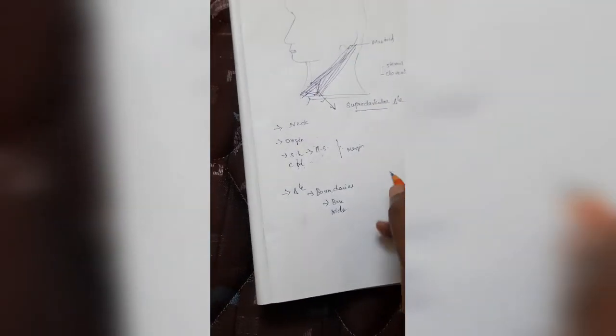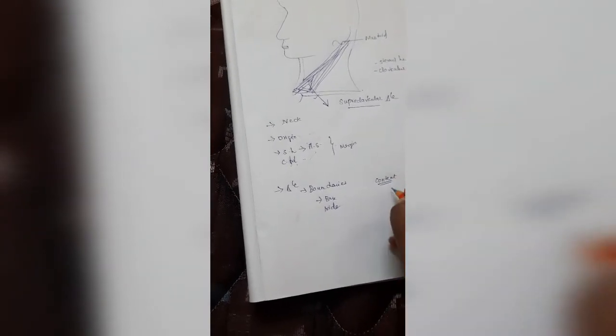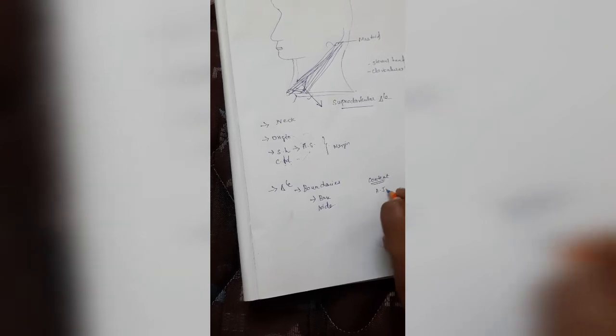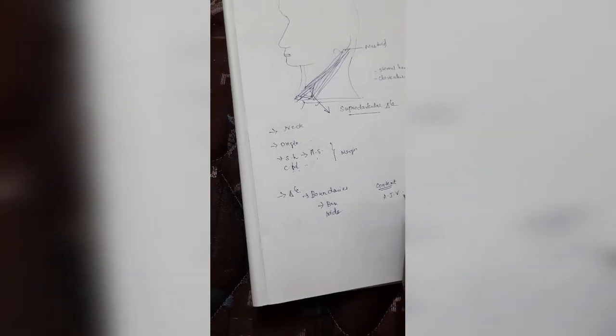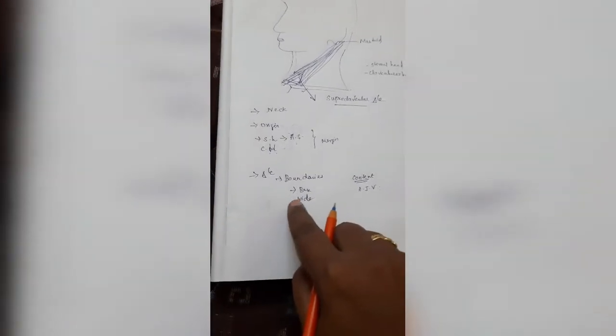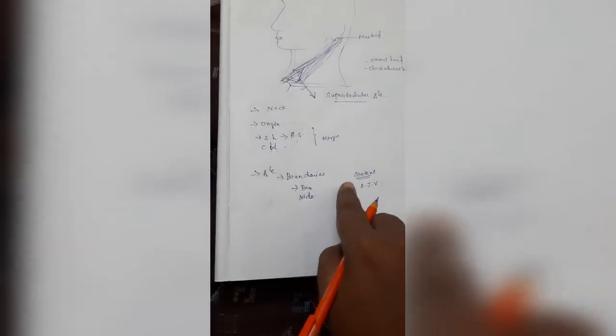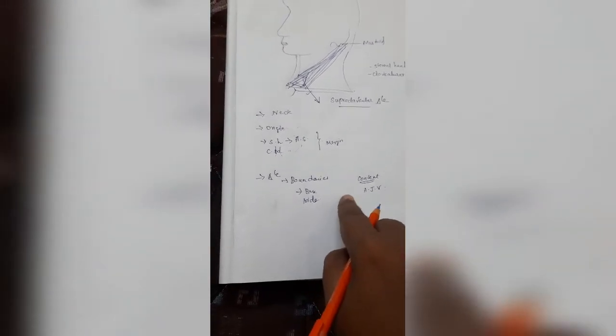Then what is the content? You can find one of the important contents: the vein, that is the anterior jugular vein. You have to specify it. Most of the students won't write about the triangle. You have to mention the triangle, and you can easily score good marks.